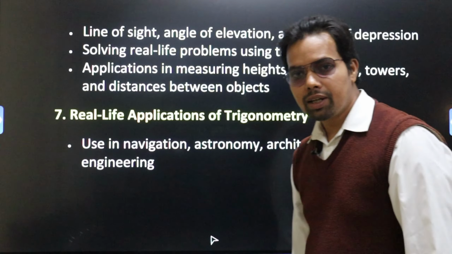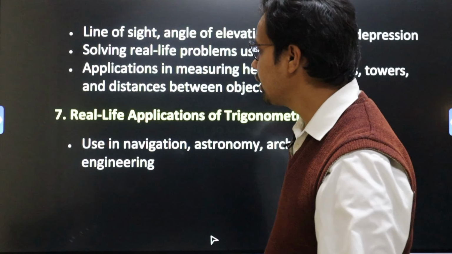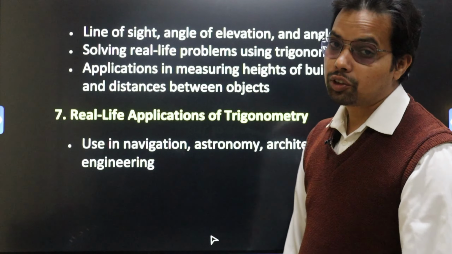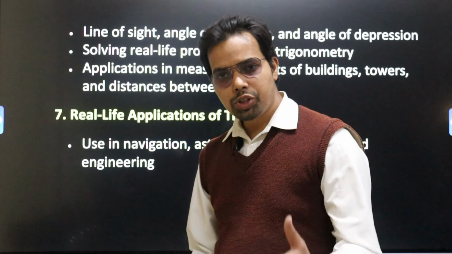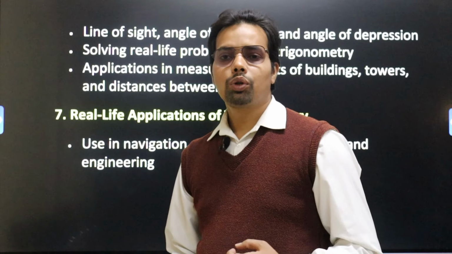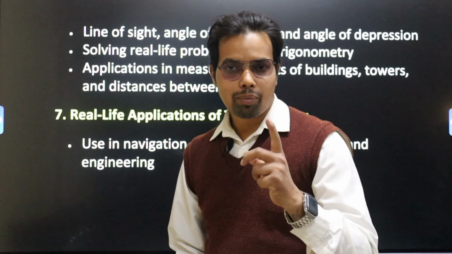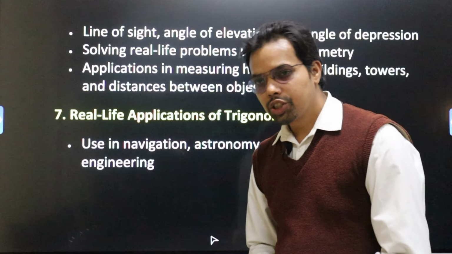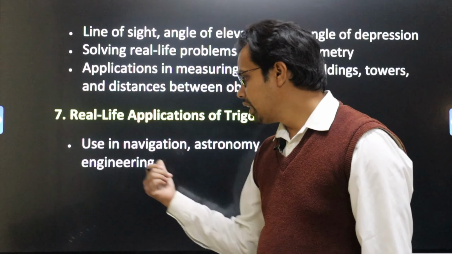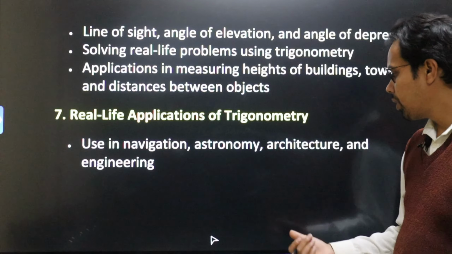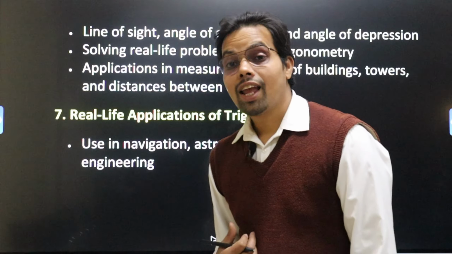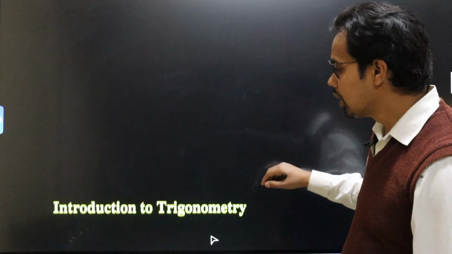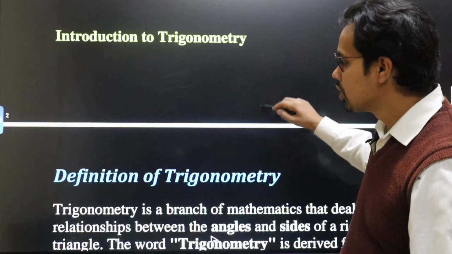In the height and distance part, we will study line of sight, angle of elevation, angle of depression, and then we will solve real life application questions, so that you will understand how to solve the questions of trigonometry. Point number 7 is real life application of trigonometry, in which we understand how to use it in navigation, astronomy, architecture and engineering. Okay, so let's move to the introduction of trigonometry.